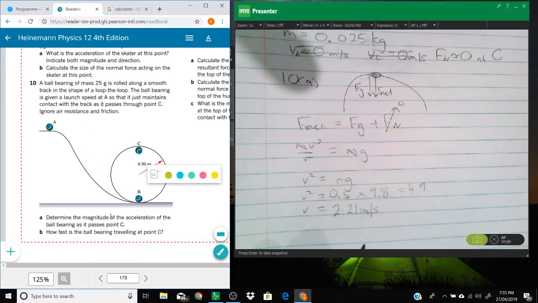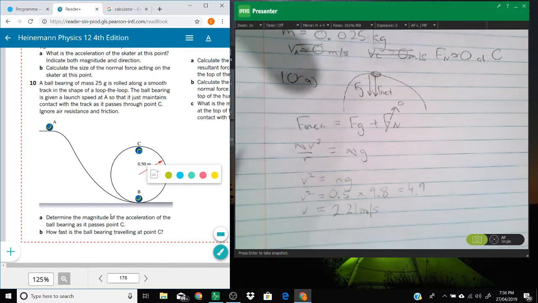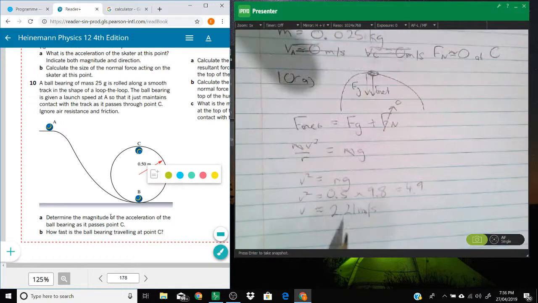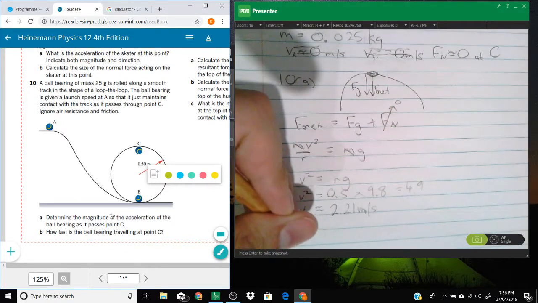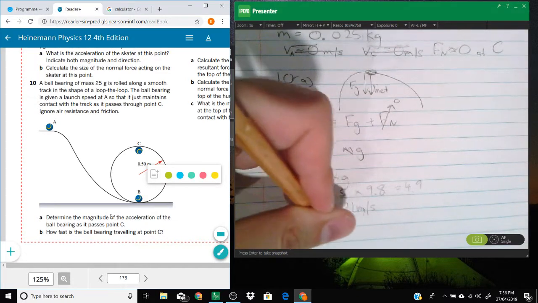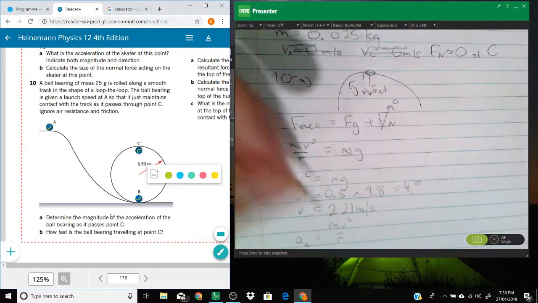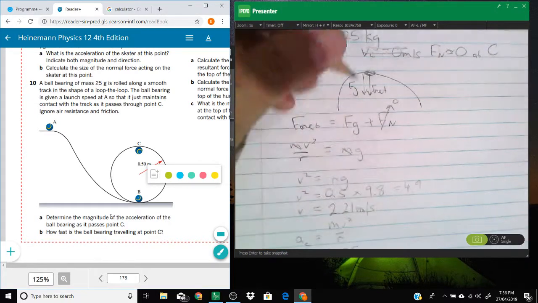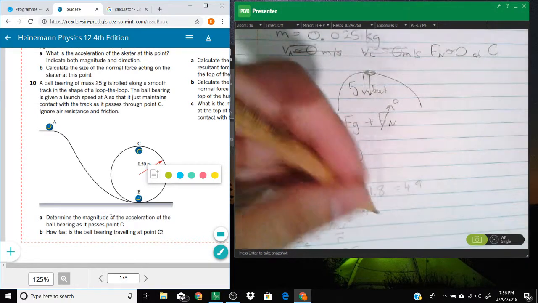Okay, determine the magnitude of the acceleration of the ball as it passes point C. Well, I suppose I needed the velocity to do that. How fast is the ball bearing traveling at point C? Is there an easier way to do that? Well, I suppose the magnitude of the acceleration is actually 9.8. So let's double check that. So what that actually means, mv squared on r. Okay, 0.025. Well, actually, no, it wouldn't be. Sorry, that's the force; the acceleration doesn't necessarily match up.